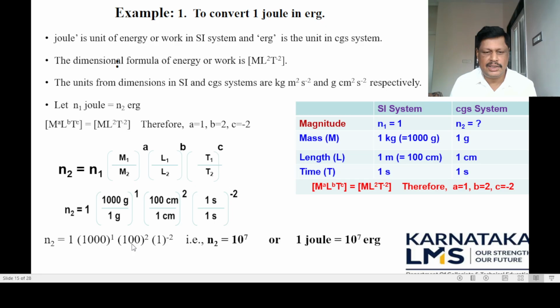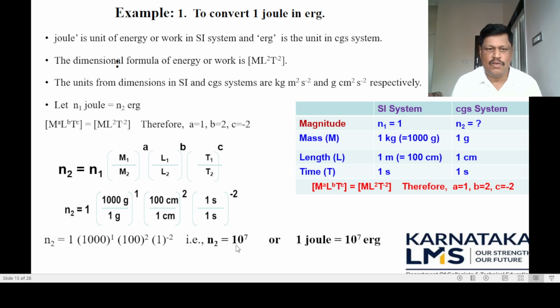So 100 square is 10 to the power of 4. 10 to the power of 4 into 10 cube is 10 to the power of 7 into 1. So N2 is equal to 10 to the power of 7. 1000 can be written as 10 cube and 100 square can be written as 10 square whole square, 10 to the power of 4. 10 cube into 10 to the power of 4 gives 10 power 7. So from this relation we get the N2 value as 10 power 7 for 1 joule.